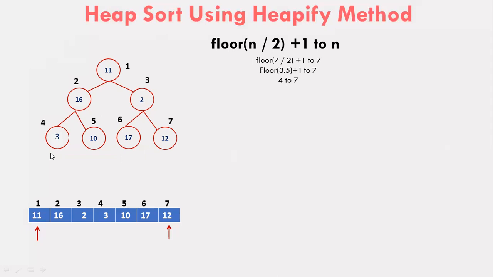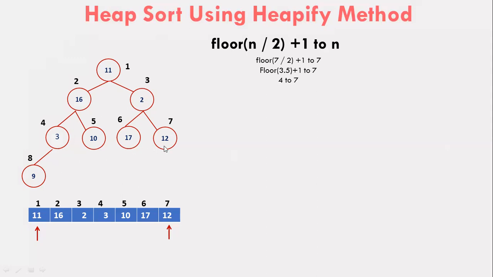Suppose we added one more node, then our leaf nodes would start from floor of n by 2 plus 1. What is the n value? The n value is 8. 8 by 2 is 4, 4 plus 1 is 5. So from 5 to 8 are the leaf nodes. So 5, 6, 7, 8 are the leaf nodes.